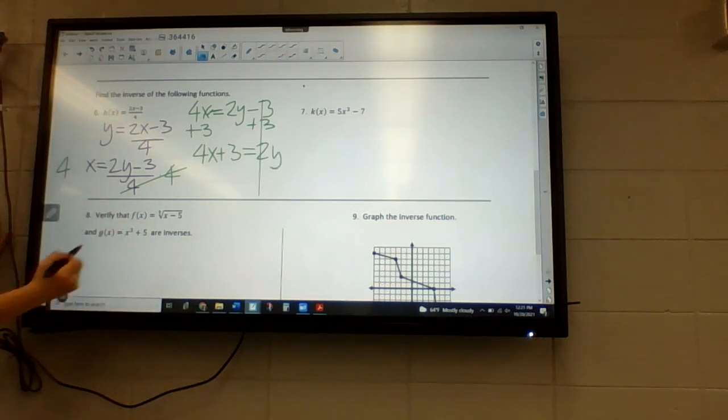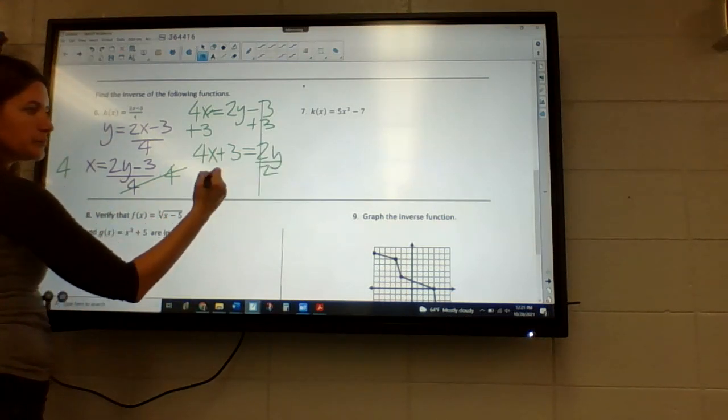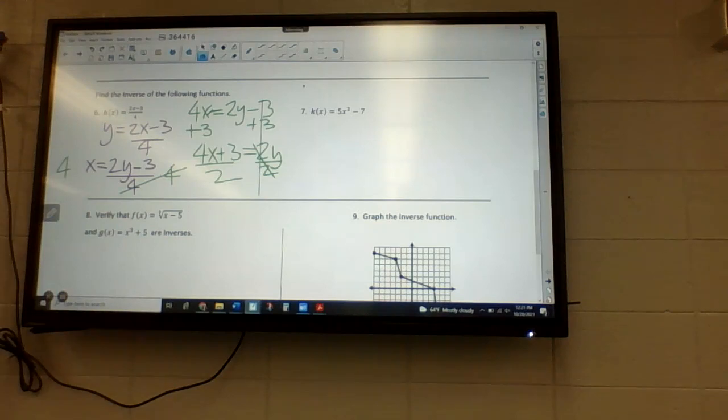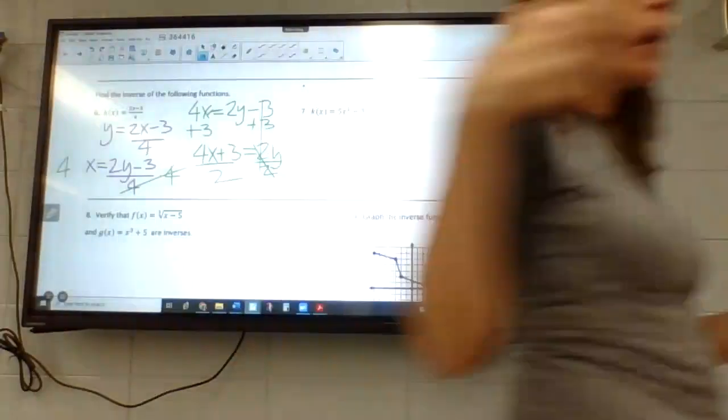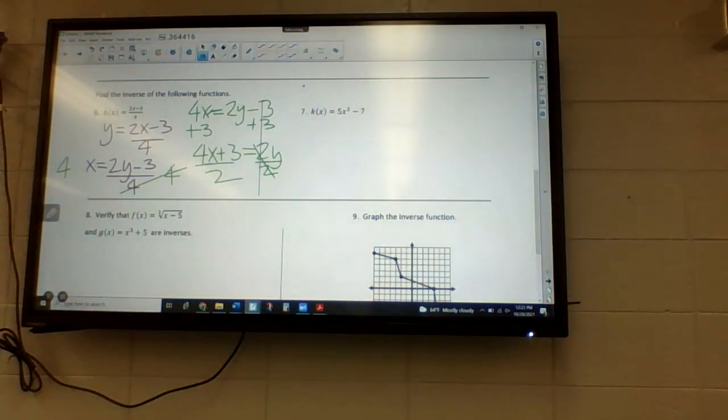And then to get y alone, we're going to divide by 2. So our inverse is just the complete mathematical opposite. Now number 8 I am not going to do right now because that's the only example like number 8, but I'm going to show you guys how to do that with number 6.